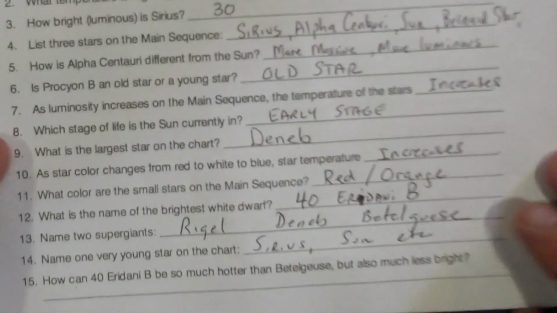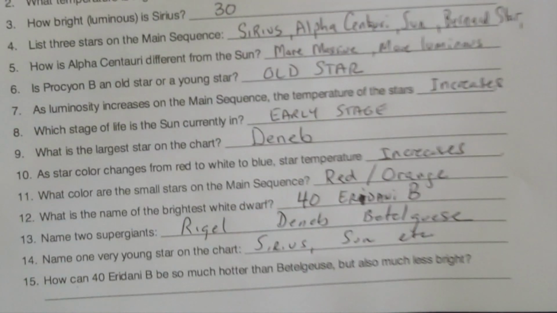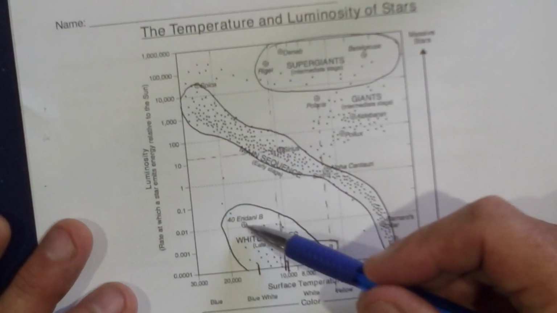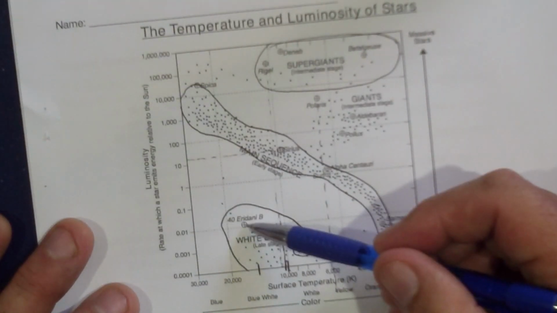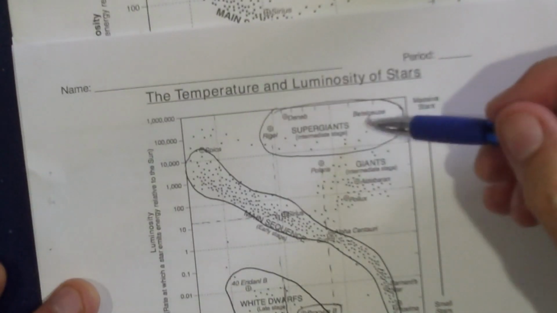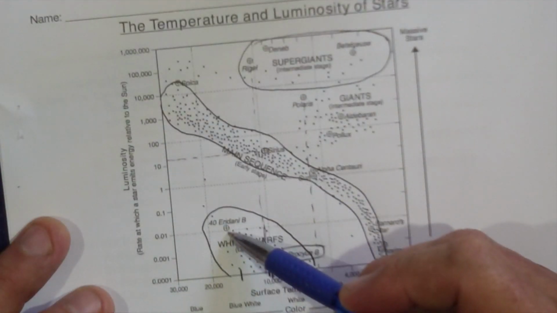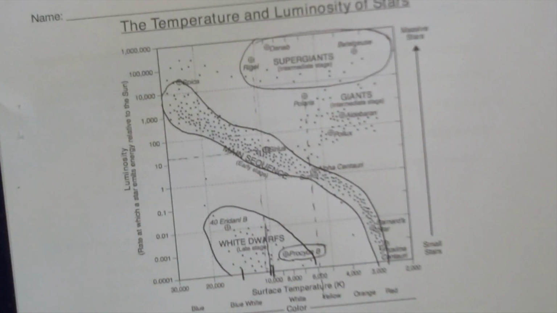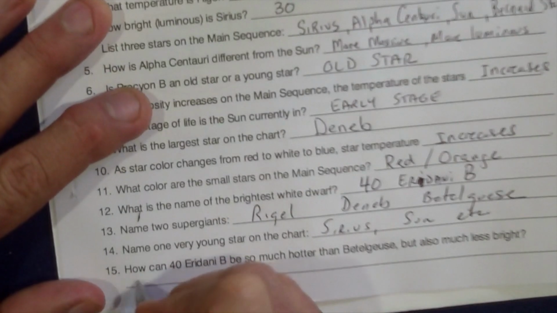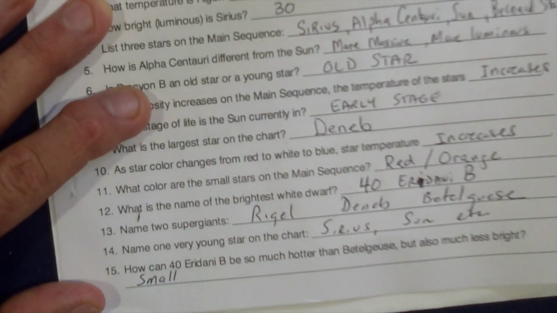Number 15. How can 40 Eridani b be so much hotter than Betelgeuse, but also much less bright? Eridani b is a small star, very hot. Betelgeuse is a large star, which is very cool. Because Eridani b is so much smaller, even though it's hotter, it does not emit as much light. Small stars emit less light than large stars.